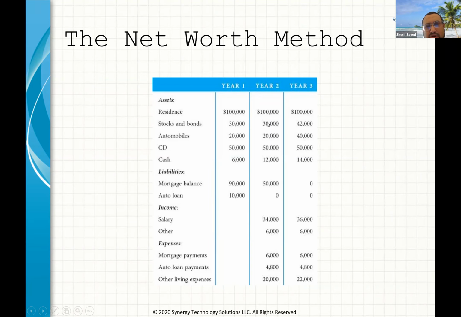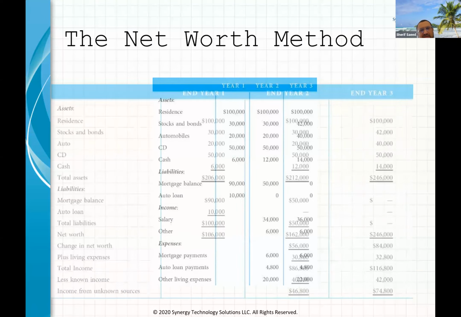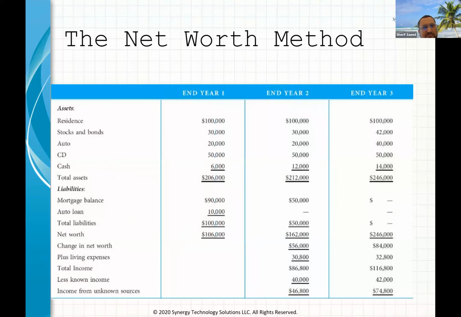Second year, more or less the same, but he has a $50,000 mortgage balance because he paid off some mortgage. He has a $34,000 salary and other income of $6,000, mortgage payment $6,000. So these are the statistics available. From this information, we'll try to see what is his net worth, and if he has any other excess income.